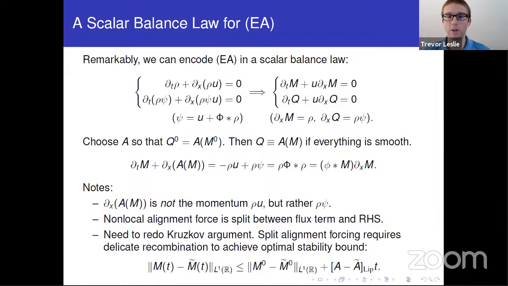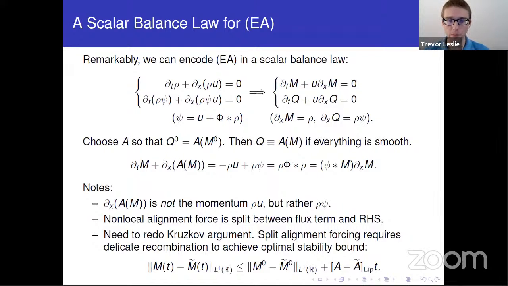This choice of a turns out to serve as a flux for our new scalar balance law. If we compute partial t of m plus partial x of a composed of m, this gives us this right-hand side here, and now our scalar balance law. This is again just a formal derivation, but we can make it rigorous.